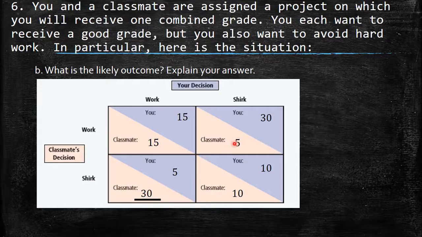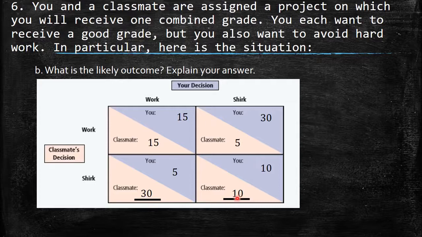Then move to the other column. If the other one, meaning me, your decision is going to be shirk, what should I do? Should I work or should I shirk? Well, I get more by shirking, so it is better to shirk.